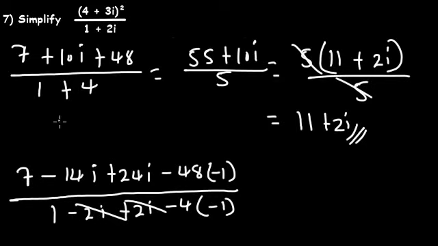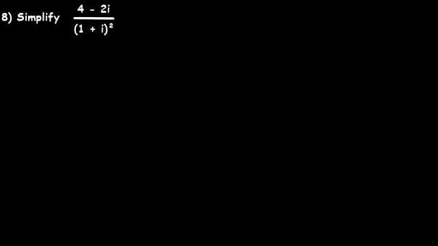And that's the solution to this example number 7. I hope you got that. On to example number 8. Simplify 4 minus 2i divided by (1 plus i) all squared.